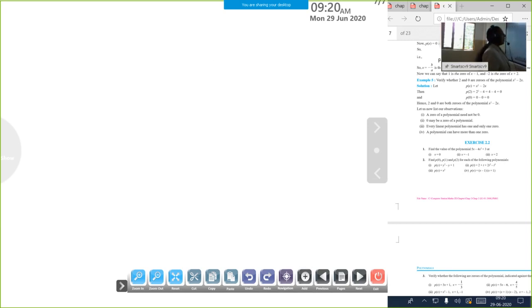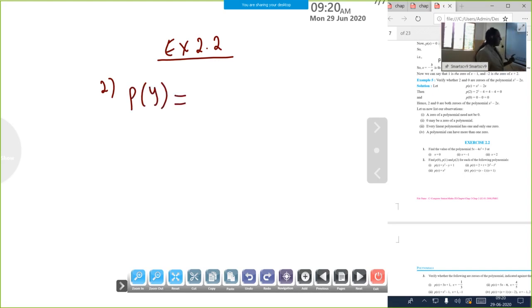Then the third question we will solve later. Second question, exercise 2.2, second question. Find P of 0, P of 1, P of 2 for each of the following polynomials. For one polynomial, you need to find P of 0, P of 1, P of 2. Then the polynomial is given as P of y equals y square minus y plus 1.